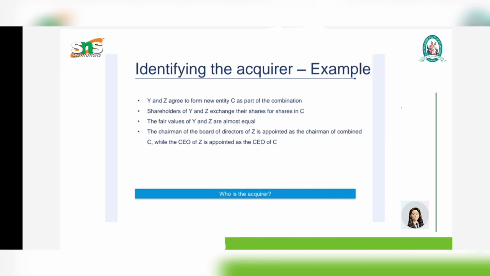Next we see an example of identifying the acquirer. Y and Z agree to form a new entity C as part of a combination. Shareholders of Y and Z exchange their shares in C. The fair values of Y and Z are almost equal. The chairman of the board of directors of Z is appointed as chairman of combined C, while the CEO of Z is appointed as CEO of C. This all comes under identifying the acquirer.